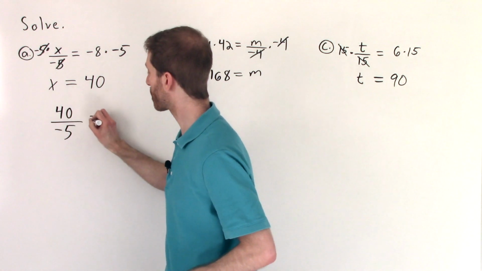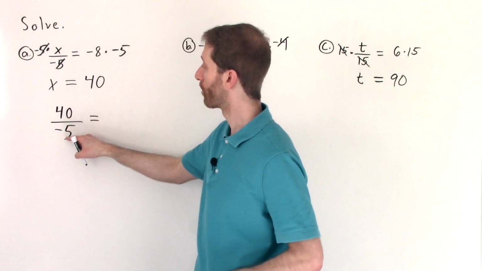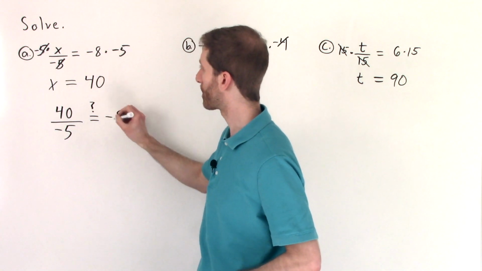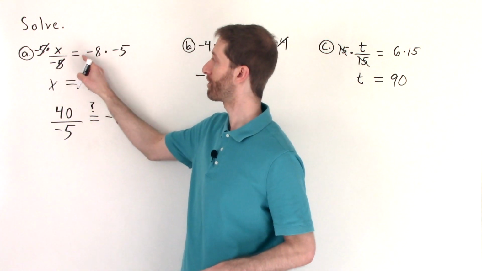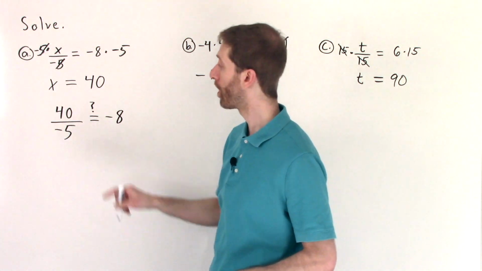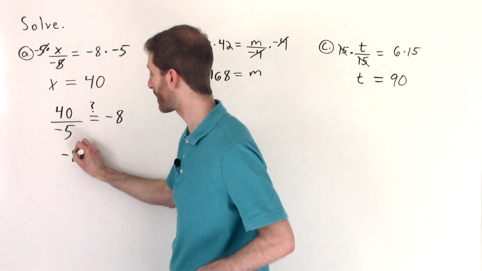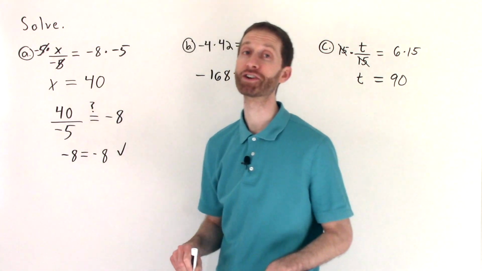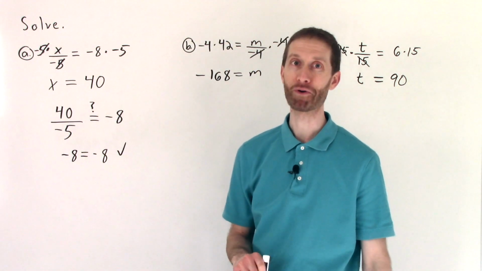And the question we're asking ourselves is, is 40 over -5 equal to the original -8? Remember, the original problem was x over -5 equals -8. Okay, well, 40 divided by -5 is -8, which we know is equal to -8. And so our answer of 40, perfect.